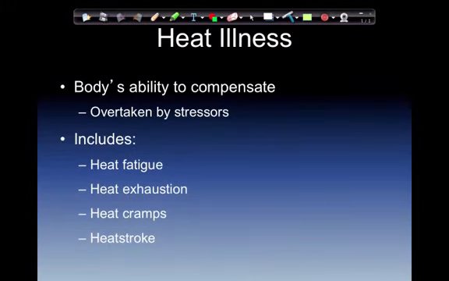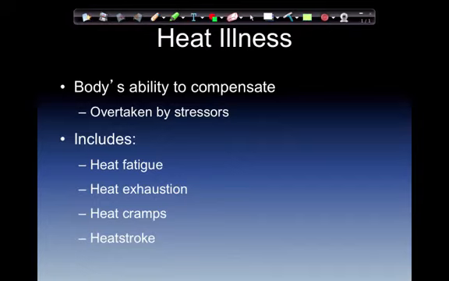Heat illness: the body's ability to compensate is overtaken by stressors, and this could be external heat stressors, high temperature, high humidity, internal heat production, or decreased capacity to get rid of the heat, essentially. It includes heat fatigue, heat exhaustion, heat cramps, and heat stroke. Now, the differences between them: heat fatigue, decline in coordination and difficulty with task performance. Heat exhaustion, generalized weakness, poor muscle coordination, and alterations in mental status. Heat cramps, muscle spasms due to the loss of water or sodium.